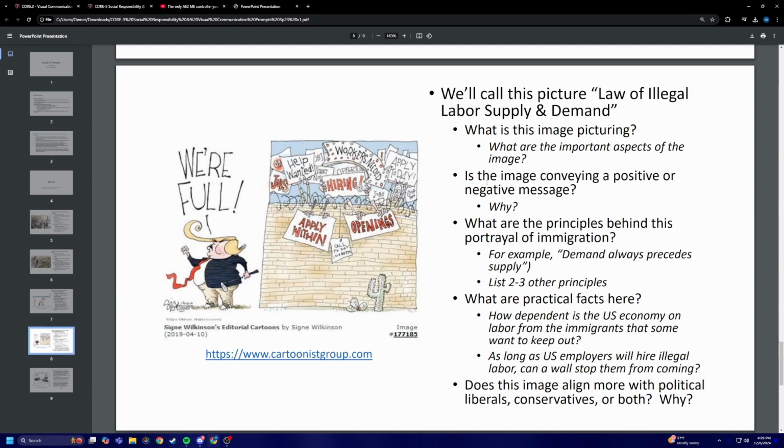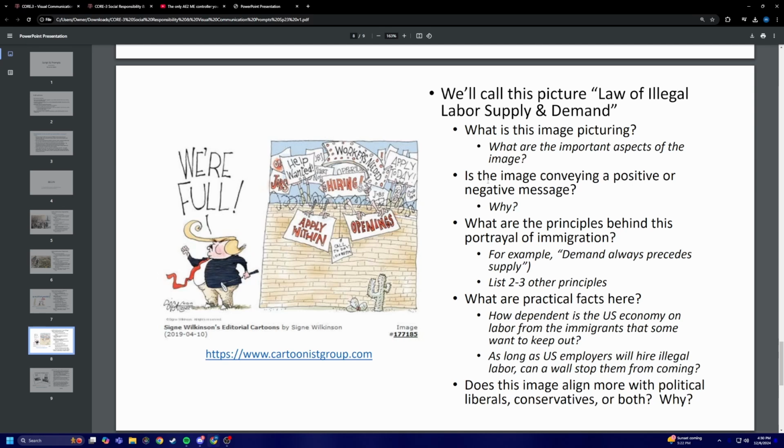It's quite wrong. Let's be honest. I mean, immigrants should not be entering through the southern border. They don't contribute anything meaningful to our economy or society, right? Oh, no. Probably not. The principles behind this portrayal of immigration are demand always precedes supply. So, you know, we're not going to supply it if there's no demand. Exactly.